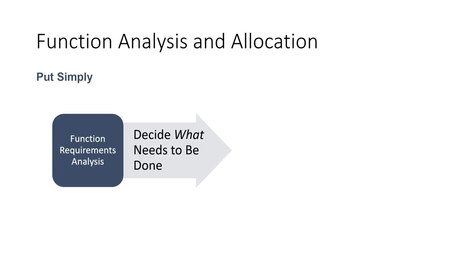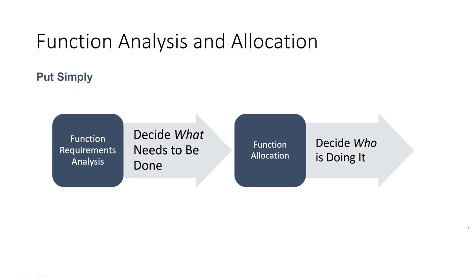Okay, so function allocation and functional requirements analysis. That heading there is a little bit misleading. In functional requirements analysis, you decide what needs to be done. In function allocation, you decide who is doing it, between humans or automation or the system components, different things there.